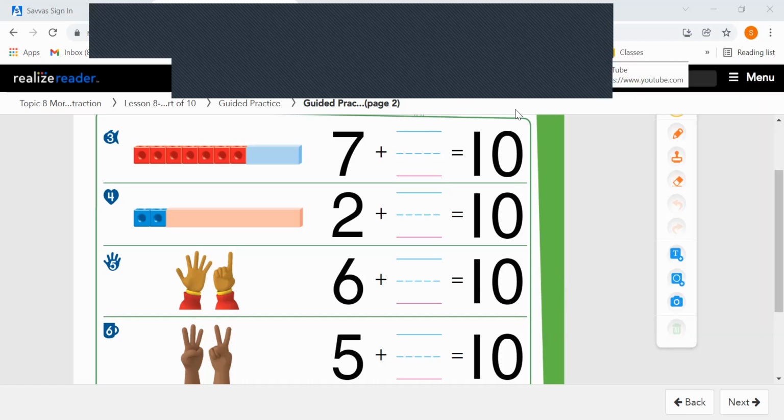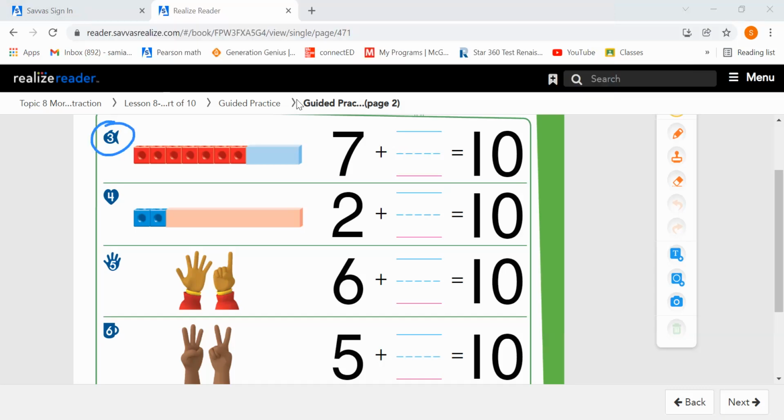Okay, we are at number 3. We're going to count the red cubes to find one part of 10. And then we're going to use blue cubes to find the number under the cover and then write the missing number in the equation to tell the parts of 10. So the red cubes here are 7. So we're going to start at 7 and count up so that we can see how many more blue cubes we need to make 10.